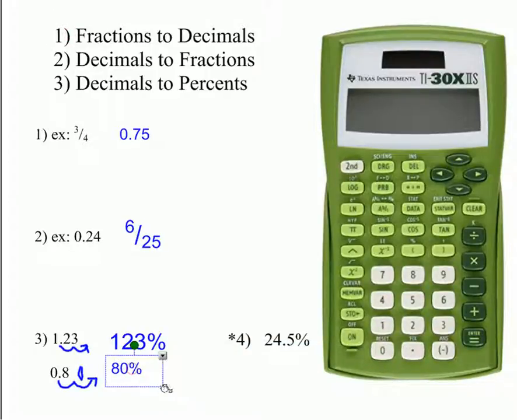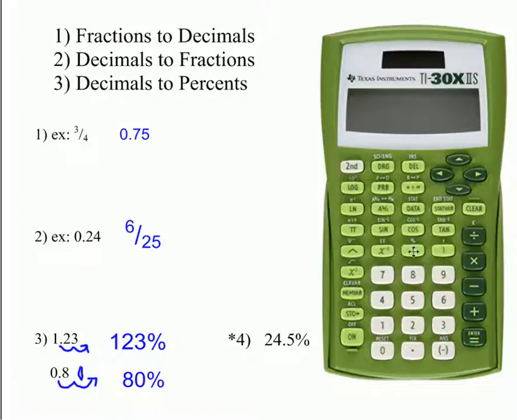So again, moving the decimal point over 2 spots to the right, 2 spots representing those 2 places that 100 holds. So now from 1.23 to 123%, and 0.8 to 80%. Final step, a little bonus question, going from a percent into a decimal or a fraction.